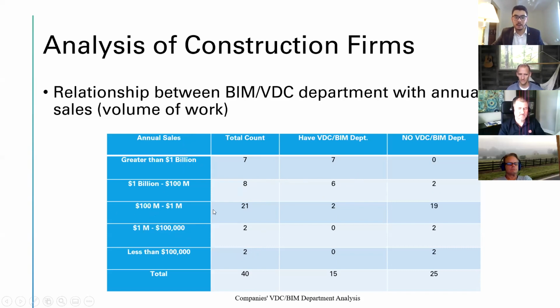And this is where the trend shifts a bit. In the $1 million to $100 million range, you have 21 total companies that have responded. Only 2 of them have said that they have VDC departments. 19 said that they don't. And then all of the 4 companies that were below the $1 million range said that they don't have VDC departments. And that's kind of what the general totals were at the end of the day for the respondents.